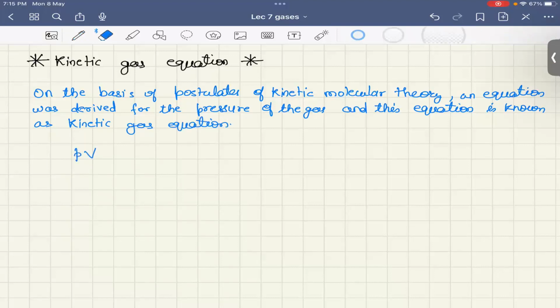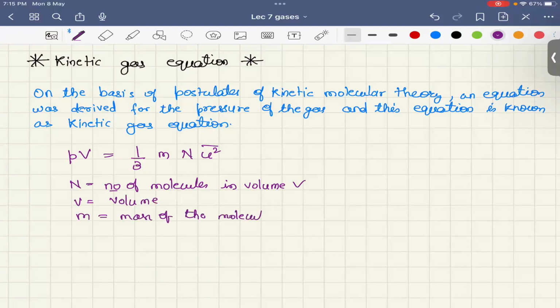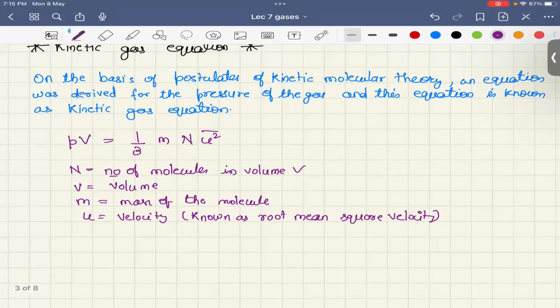This is PV equals 1 by 3 m n u square, right? Where n is the number of molecules in volume V. So V is the volume, m is the mass of the molecule, and u is the velocity known as root mean square velocity.